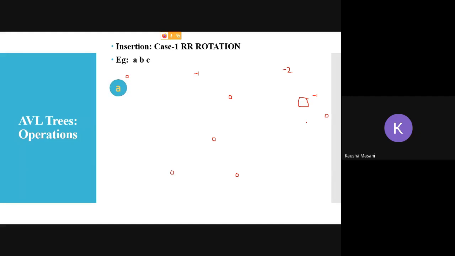What is the balance factor at A? 0. So I don't need any rotation. It is okay. Now I'll go and insert B.